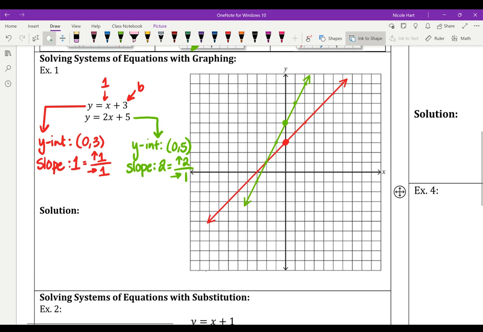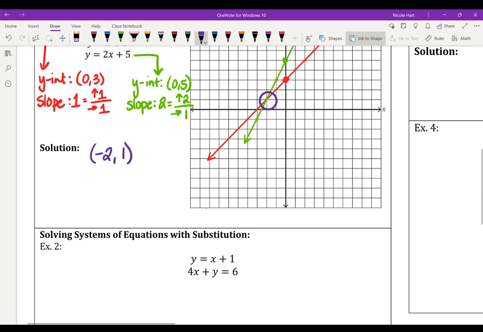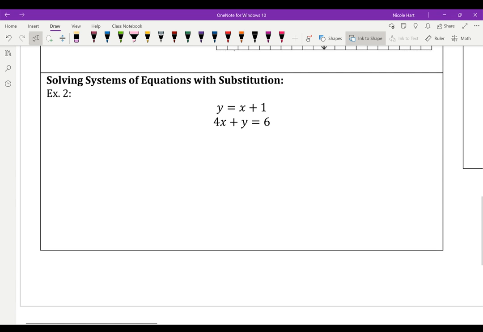And so we are going to look at where our lines intersect. Our lines intersect in that circled space, the location of that is the x value of -2 and the y value of 1. So our solution is -2, 1. That is solving with graphing. Next, we're going to look at solving with substitution, which is our second technique that we learned.